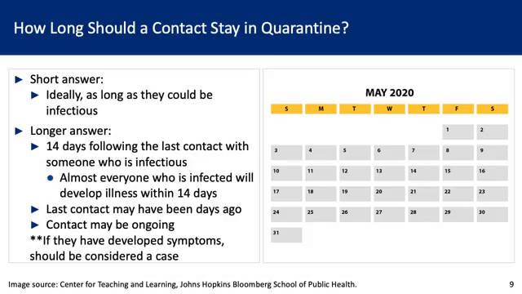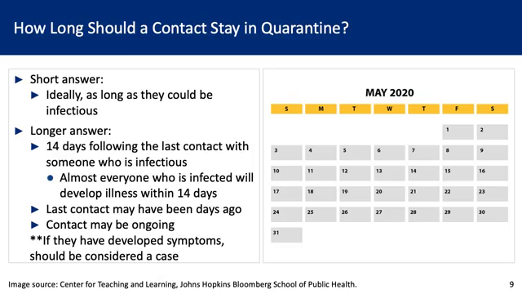So how long should a contact stay in quarantine or distance themselves from others? The short answer is ideally as long as they could be infectious, which means the 14 days since their last contact with someone who is infectious. So there's a longer answer though. Again, it's 14 days since their last contact, because we know almost everyone who's infected will develop illness within 14 days.